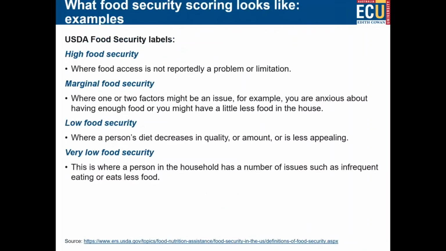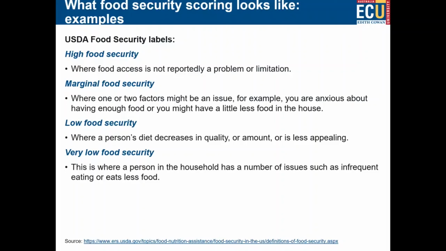So what does scoring look like then? Well, here are some examples from the US. So the food security labels of high food security is where food access isn't reportedly a problem or a limitation for people. If they have marginal food security, it's where one or two factors might be an issue. So they might be anxious about having enough food, or they might have a little less food in their household.